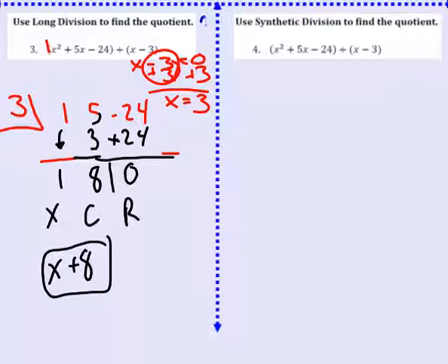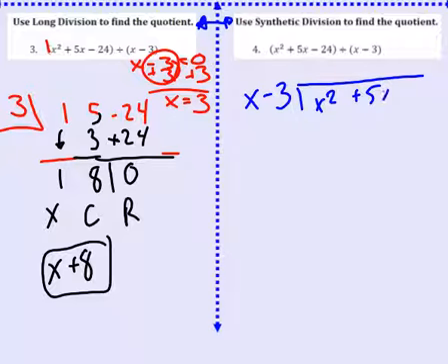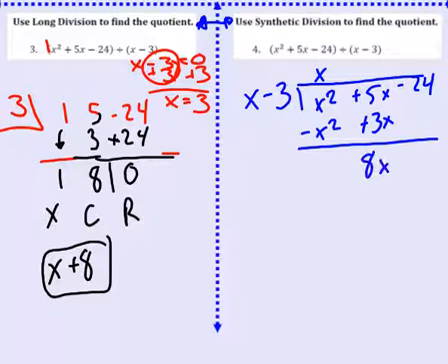Now, what I was going to do is show you the two differences between synthetic and long division. If we did the long division still, we would have had x squared plus 5x minus 24, right? To make that look like that, x squared minus 3x. You're subtracting, and subtracting a negative is adding. You'd have 8x minus 24, so then it'd be a positive 8. And then you'd have 8x minus 24.